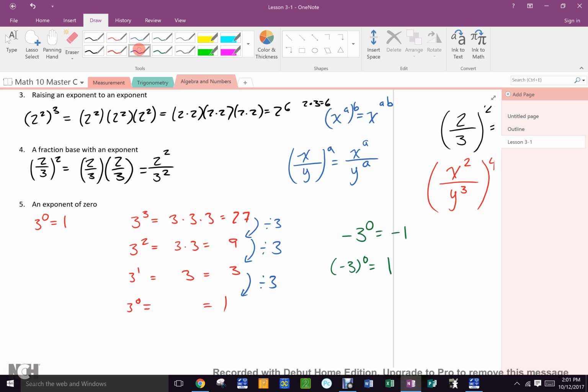So what's the rule? The rules I've been writing in blue. X to the 0 equals 1. Negative x to the 0 equals negative 1. And negative x to the 0 equals positive 1. Is everybody cool to there?